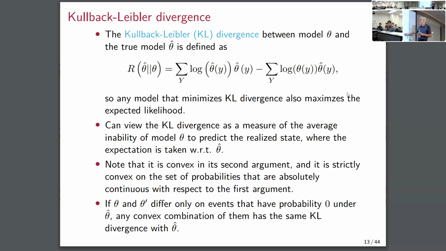This is true. Convex function in theta. Also, if theta and theta prime differ only on events that have probability zero under the true model, so we have two models, theta and theta prime, in your prior that give different probabilities to things but the same probability to all the things that can actually happen, well then, if one's a minimizer, so is the other, and so is any combination of them. They all fit the data equally well.